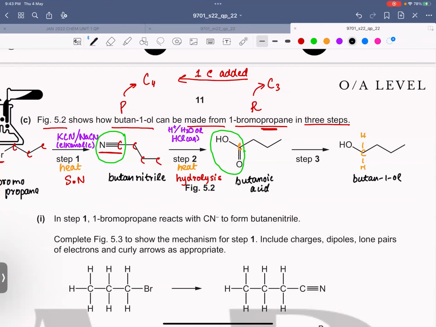So the reaction in which a carboxylic acid turns into an alcohol is a reduction. And for this reduction, the reducing agent that we use is LiAlH4, and it must be in dry ether. And again, we need to heat the reaction mixture.